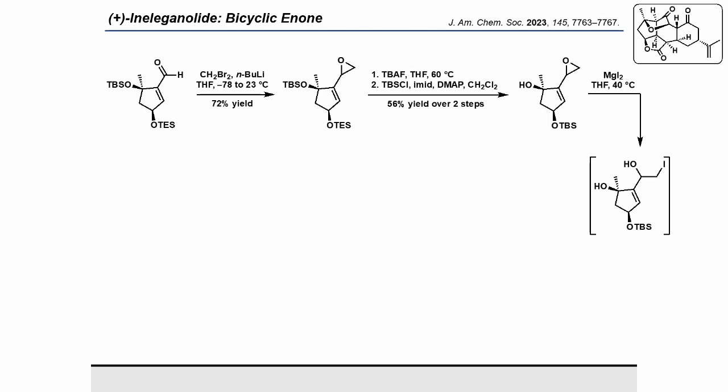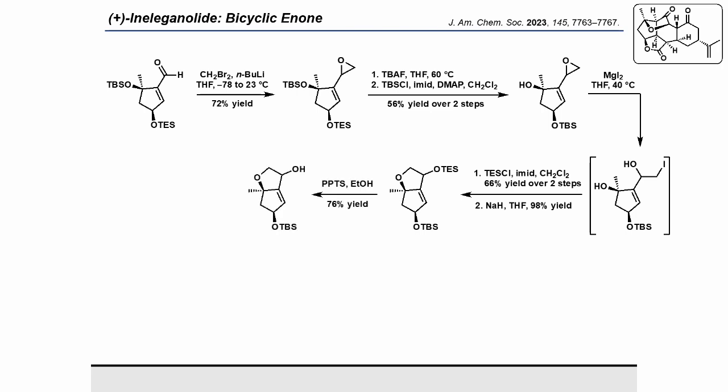In order for cyclization to occur, we had to protect the secondary alcohol as the triethylsilyl ether, and upon treatment with sodium hydride as base, we observed the cyclized product in an excellent yield of 98%. We can selectively deprotect the TES group over the TBS group using pyridinium para-toluenesulfonate as a mild acid. A Swern oxidation gives rise to our enone in a 72% yield.